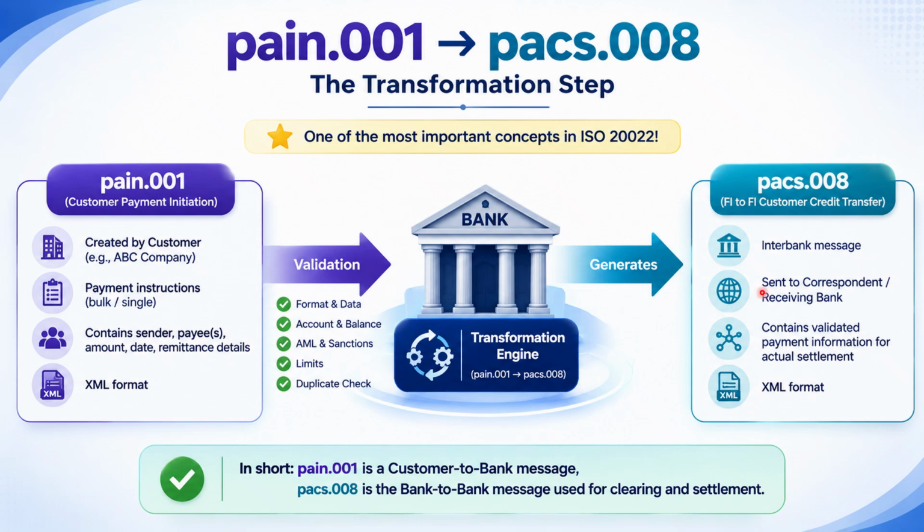Pain.001 to pacs.008. This is one of the most important concepts in ISO 20022. Customers never send pacs.008 directly. Customers send pain.001. The bank validates the payment instructions. Then the bank transforms the customer message into pacs.008. Only pacs.008 travels between financial institutions through Swift FINplus. So think of pain.001 as the customer instruction, and pacs.008 as the interbank payment message.